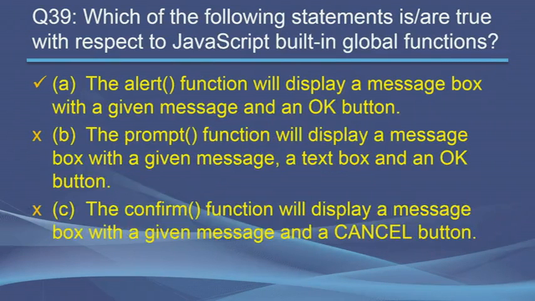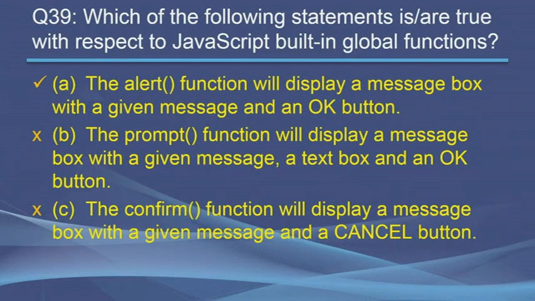Let's look at the next question, question number 39 in your exam paper. Which of the following statements are true with respect to JavaScript built-in global functions? You have certain functions that are already available in JavaScript and predefined. For example, alert, prompt, confirm, isNaN, Number, parseInt, parseFloat. It's also important to remember that you cannot use these function names as variables because they are reserved in JavaScript.